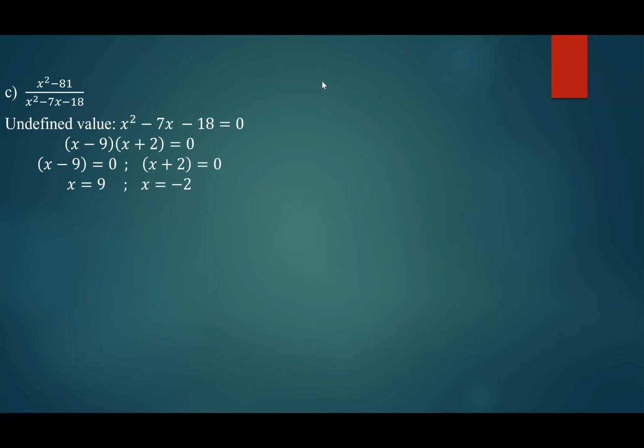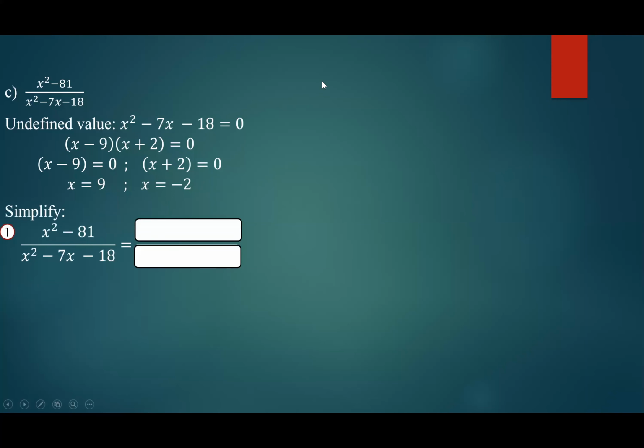Now, how do I simplify? Just like before, all you ask yourself is, we have one problem and two problems. Again, I just wrote the 1 and the 2 to show you that we treat the numerator as one problem and we treat the denominator as another problem.